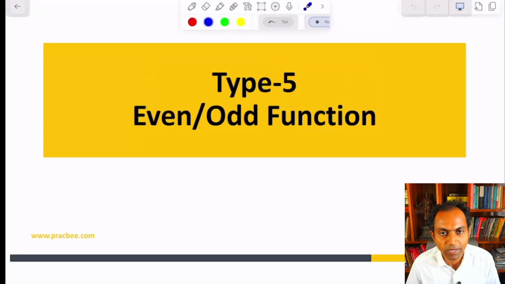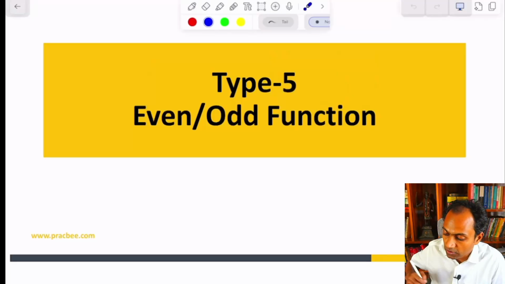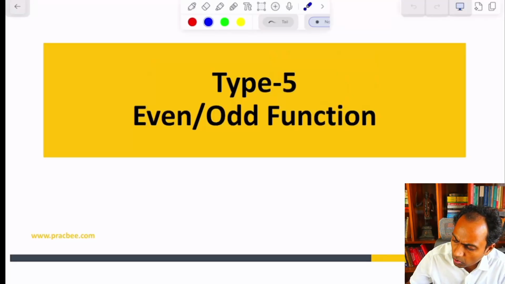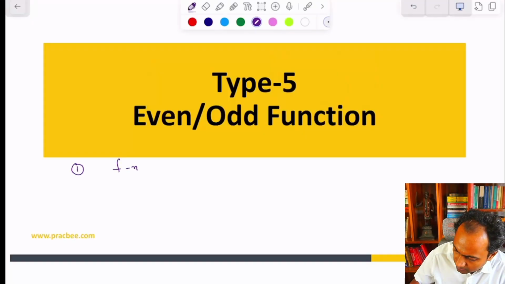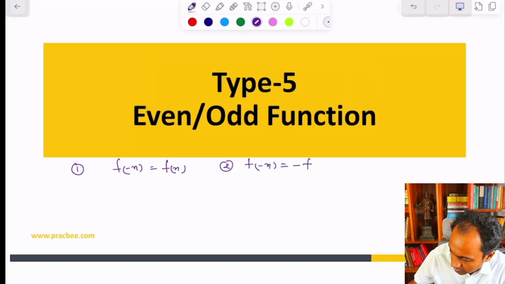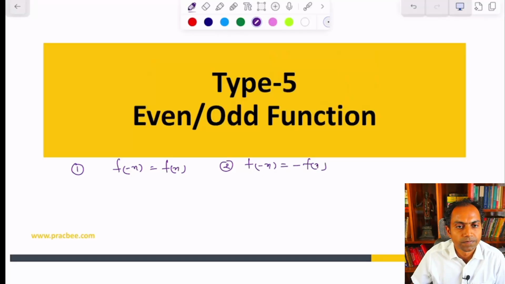Now let us look into type 5 questions, that is questions based on even odd functions. Let me give you a quick recall. What are even functions and what are their properties? If you have an even function, it is defined as: if you replace x by minus x, the value of the function remains the same. Whereas for an odd function, in place of x, if I write minus x, the minus sign is written outside.